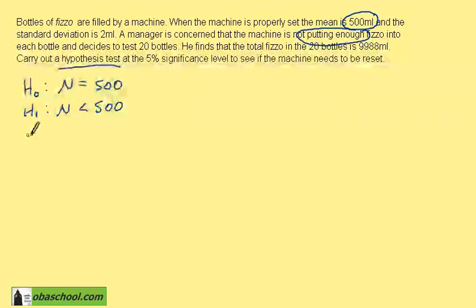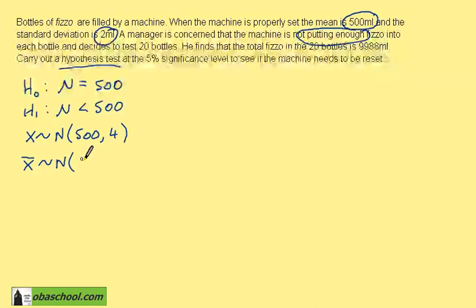The volume in each individual bottle of Fizzo would be normally distributed with mean 500 and a standard deviation of 2, giving us a variance of 4. If we take samples of size 20, the means of those are distributed normally with the same mean, but the variance will become 4 over the sample size, which is 20.